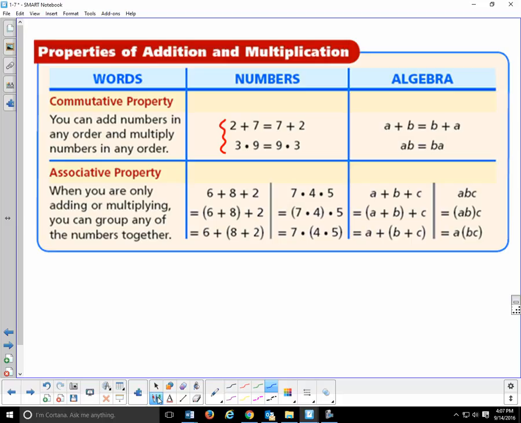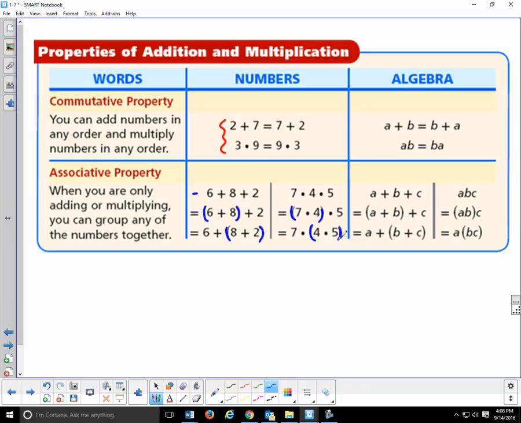So the associative property here says that for addition and multiplication, it works for both. That if we have 6 plus 8 plus 2, if we group 6 plus 8 together and we do that first and then add 2, it's the exact same thing as doing 8 plus 2 first and then adding 6. Now again, so that's our associative property. Same thing for multiplication. We've got 7 times 4 times 5, and it doesn't really matter if we do 7 times 4 first or 4 times 5 first. And that works for adding and multiplication.